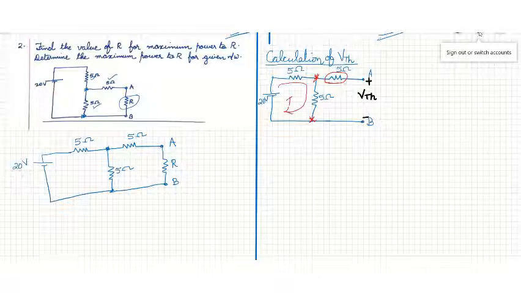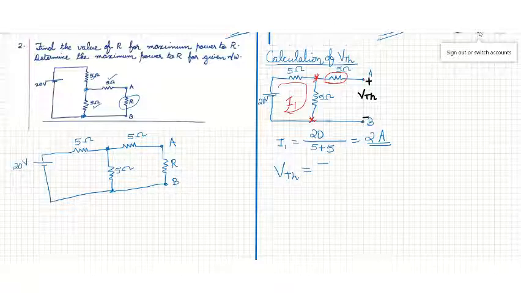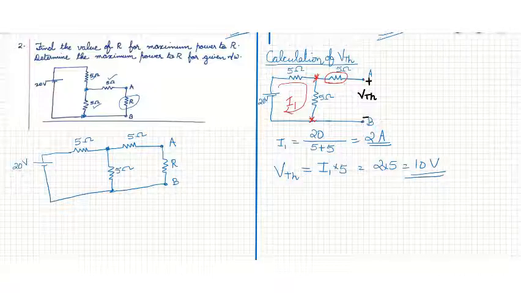Anyway, this current is taken as I1. Now we can write I1 is equal to 20 divided by 5 plus 5, 2 amperes. Then VTH is equal to voltage drop across this 5 ohm resistor, that is I1 into 5. So 2 into 5, 10 volt. So we got Thevenin voltage as 10 volt.